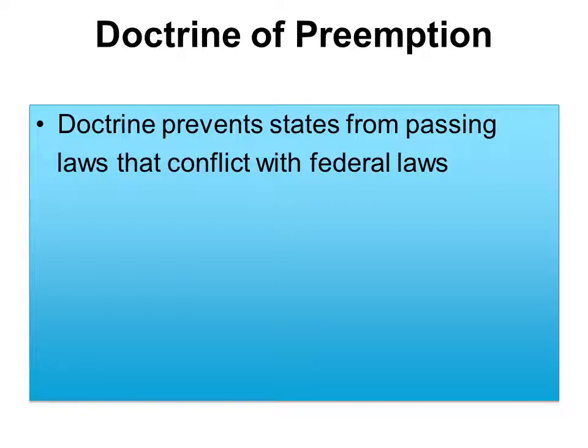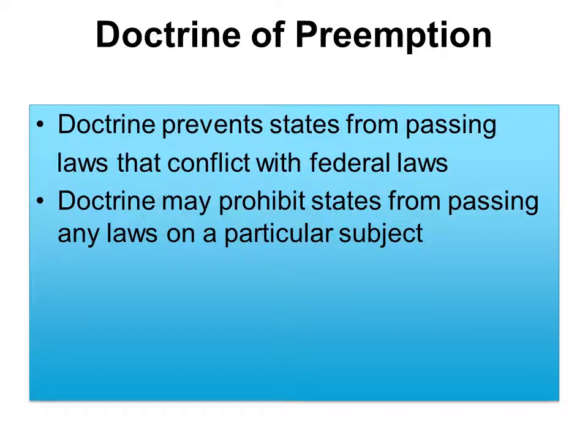I already pointed out, states can pass regulations or pass laws that create greater rights in state than they do at the federal government level. But the states can't make laws that conflict with federal laws. And it may mean that there is a specific prohibition that makes it impossible legally for the states to pass any laws on a particular subject.